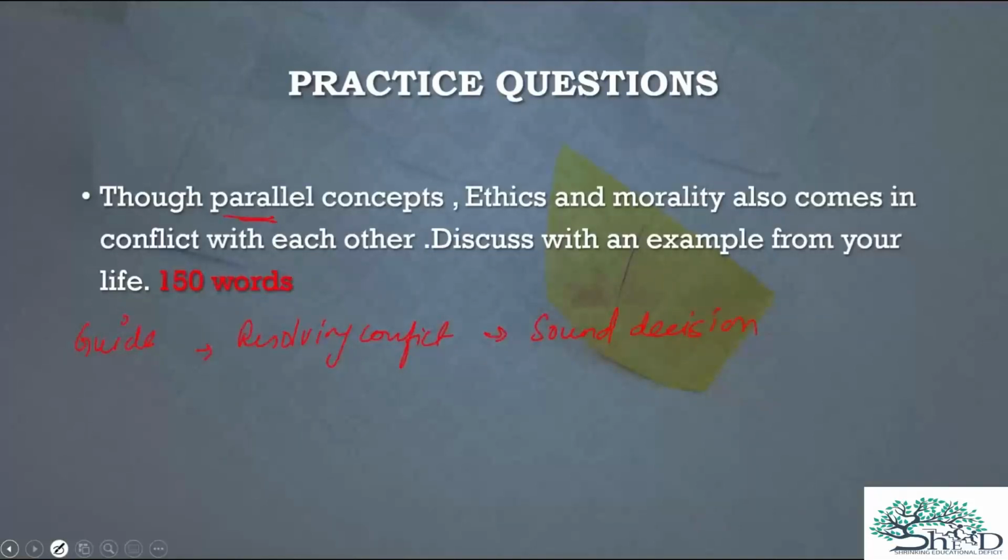They are a guide to resolving a conflict or a sound decision making technique, especially when we have a conflict between two values. So ethics comes into play when we have moral dilemmas. This is a line which you can directly write. For example, personal morality versus professional ethics. So it helps in decision making, especially during a dilemma. That's it. Don't worry, I'm going to explain. So this is the introduction.